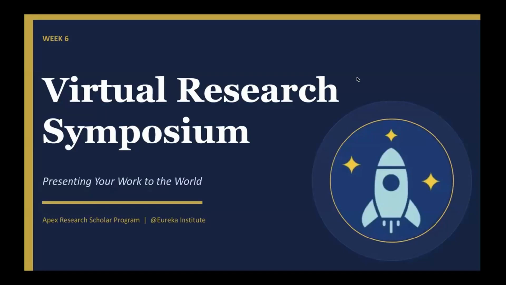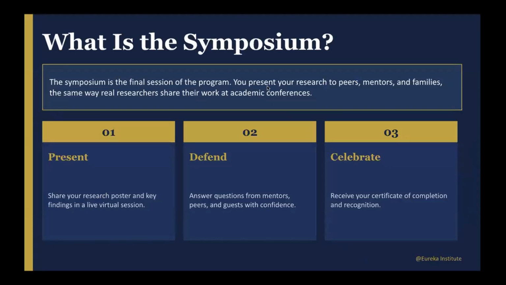Okay, so this is week 6 of the Apex Research Scholar Program, and this week will be the Virtual Research Symposium. This is where you will present your work to the world or just the people we have here. The symposium is the final session of the program where you'll present your research to your peers and mentors, just like real researchers share their work at academic conferences.